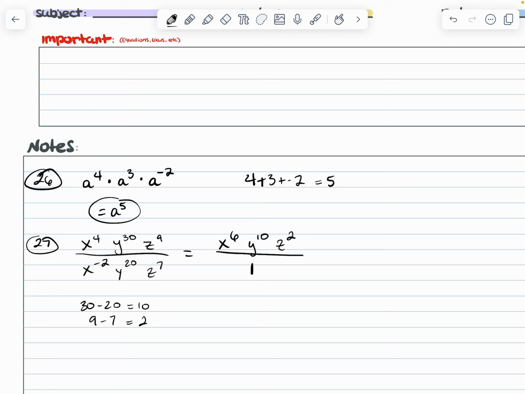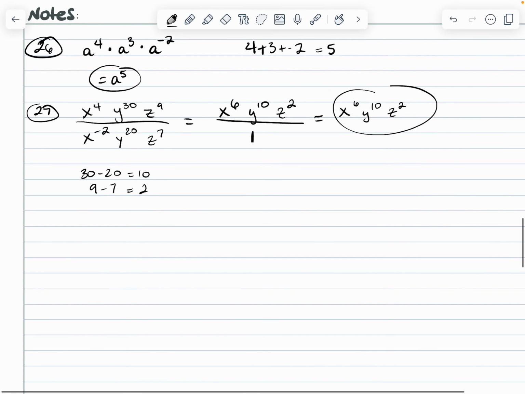A lot of times we put a 1 in the bottom or in the top if there's nothing left, if everything gets canceled. But you don't have to write that 1 in the bottom of the fraction, so you could just write this like that. But when you're dividing the same base, you subtract those exponents. 27.